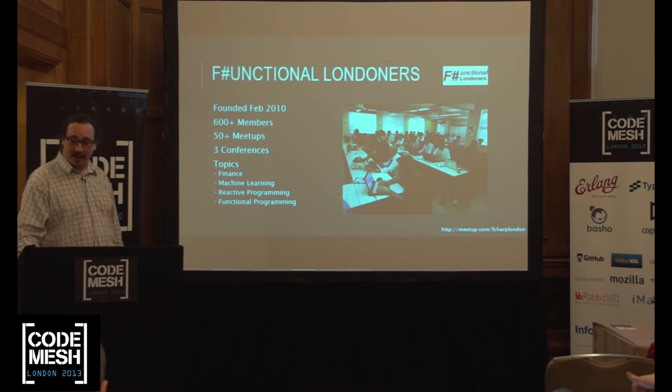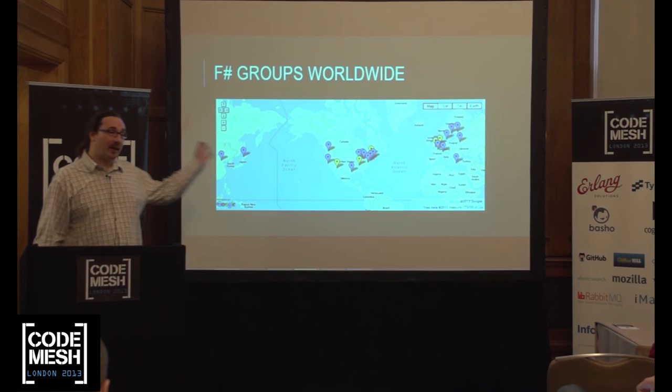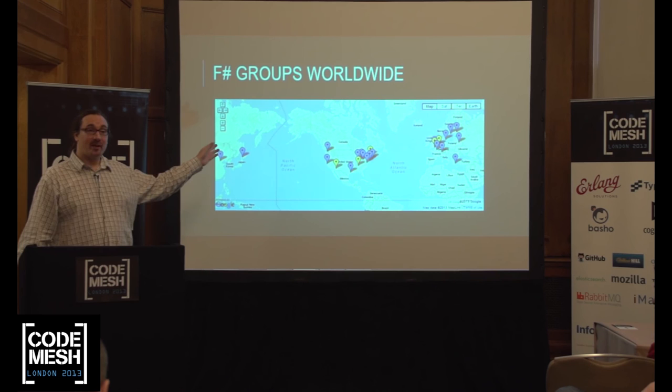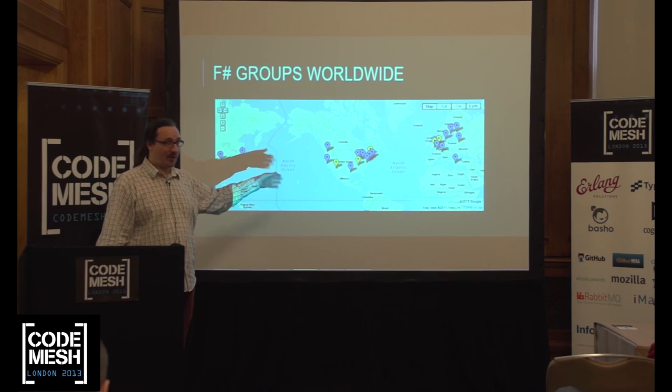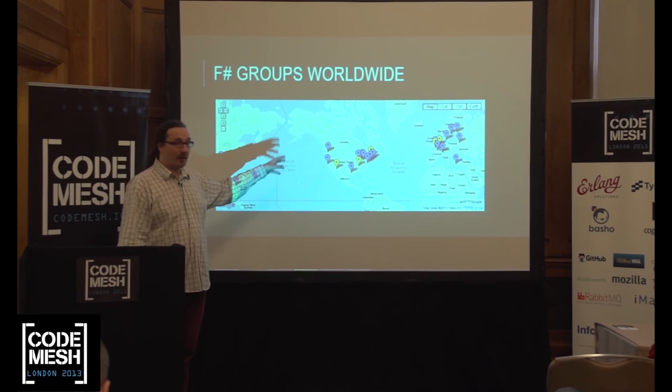For F-sharp itself, the blue dots are user groups across the world. The yellow ones are functional groups that do quite a lot of F-sharp content. So you can see we're pretty well spread, but the main focus and the larger groups tend to be in the financial centres because that's where F-sharp's being used most.